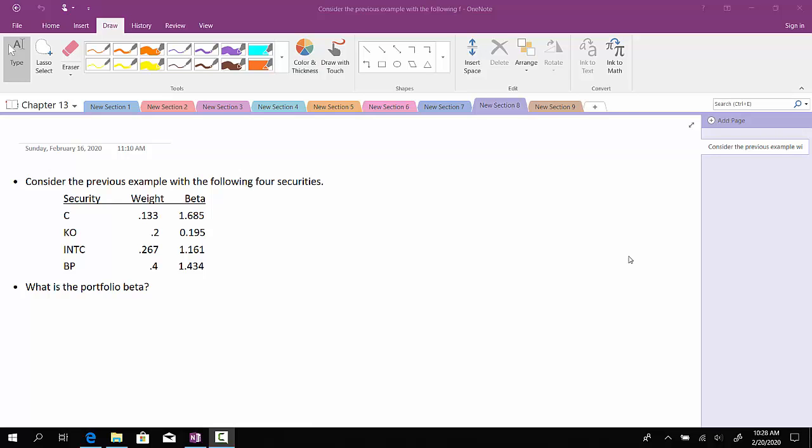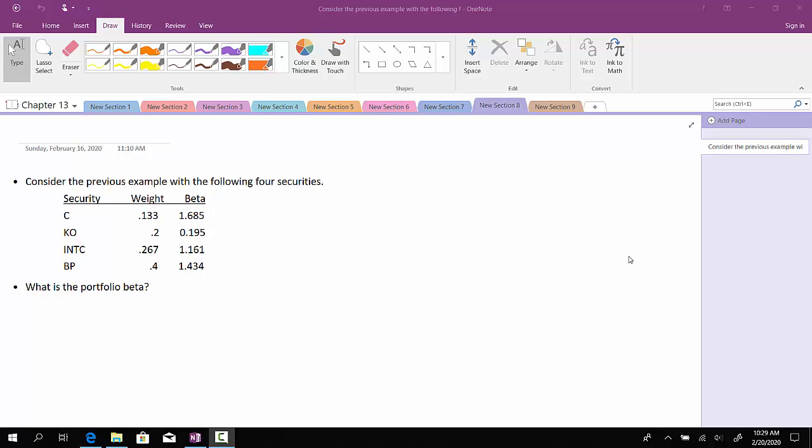Okay, picking up on our discussion of beta, again, beta is a measure of systematic risk. So in this case, we have the four different securities that we were looking at earlier. Again, we have Citigroup, Coca-Cola, Intel Corporation, and BP. Earlier, we went through and computed the weights associated with this portfolio. Now it's time for us to compute the portfolio beta.